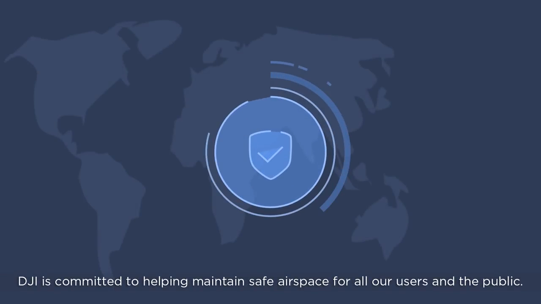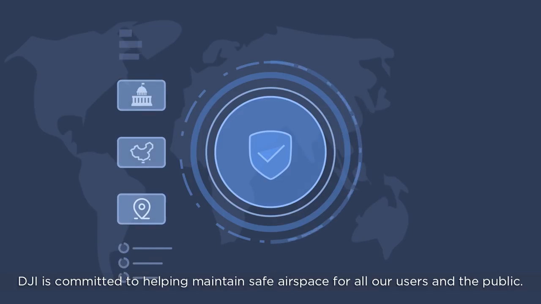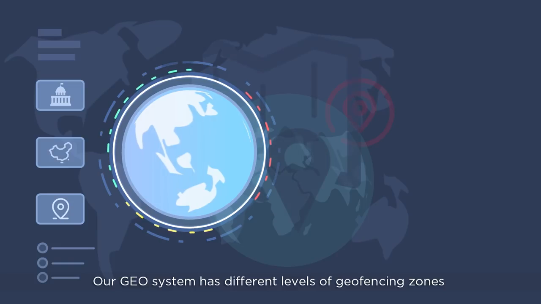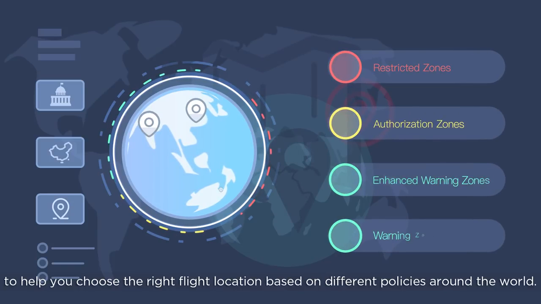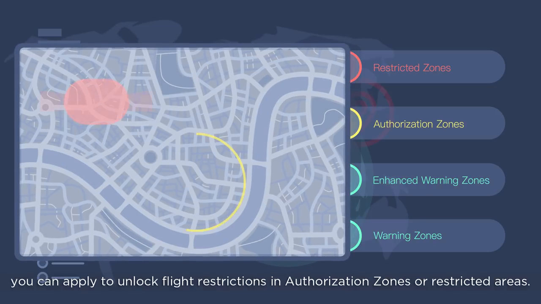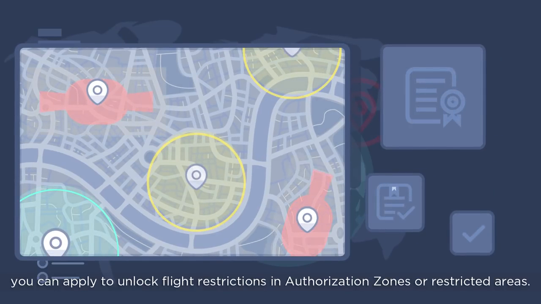DJI is committed to helping maintain safe airspace for all our users and the public. Our GEO systems has different levels of geofencing zones to help you choose the right flight location based on different policies around the world. If you have been authorized to operate in a GEO zone by the authorities, you can apply to unlock flight restrictions in authorization zones or restricted areas.